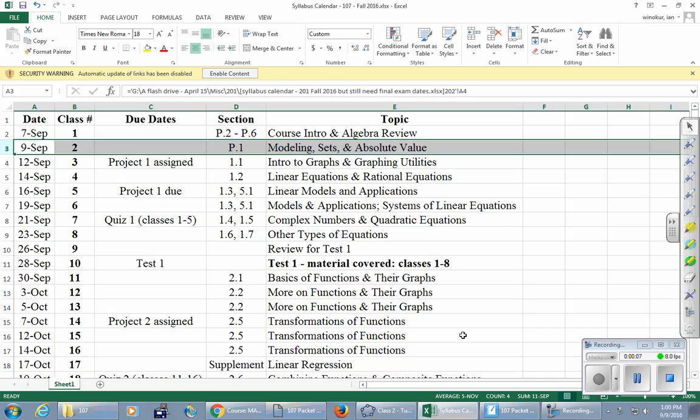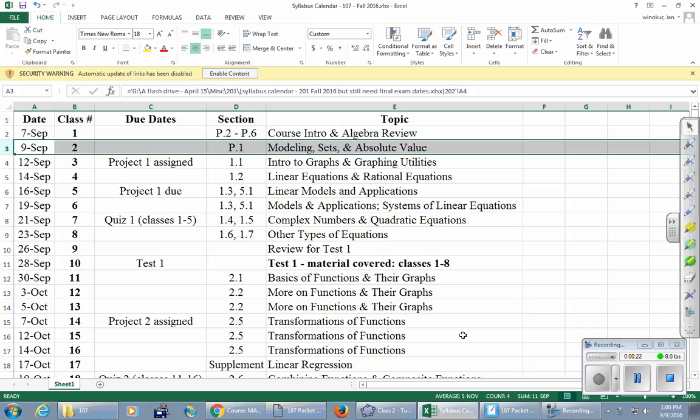Just a quick look at our syllabus calendar. We'll pretty much start every class by looking at this so that we know where we are and where we're headed. Today is September 9th. It's class number 2. We're covering modeling sets and absolute value, a bunch of different kinds of topics today.